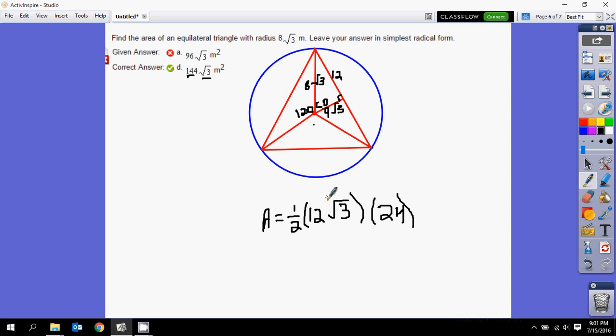So another way that you can do this is I'm going to find the area of just that little triangle, just the little one we've been dealing with. So I'm going to have 1/2 times 4 root 3, which is my height, times the base, which is 12. So 1/2 times 4 times 12 is going to give me 24 root 3.